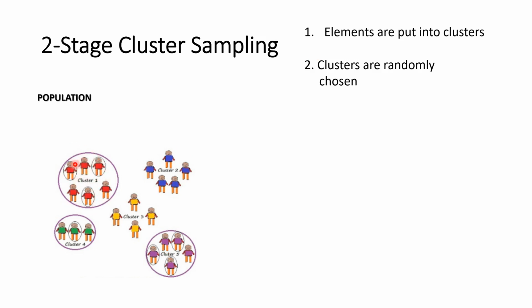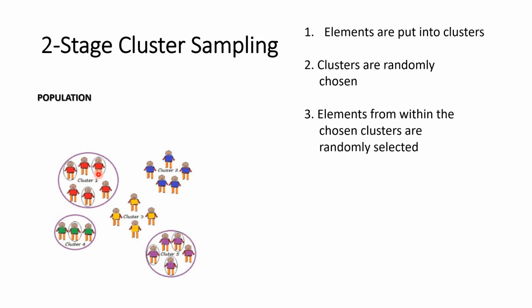Sorry, there's 6. So I put 1, 2, 3, 4, 5, 6 in a hat, and I pick out, and I got those 3 with the circles around. So elements from within the chosen clusters are now randomly selected, and I get this kind of sample. So I don't have all the red ones just because I picked cluster 1. It turned out there were 3 red ones chosen, that green one, and that purple one. So you can see that in this case, it's a little bit different. It's sort of a combination of stratified and cluster sampling, and it's called 2-stage cluster sampling.